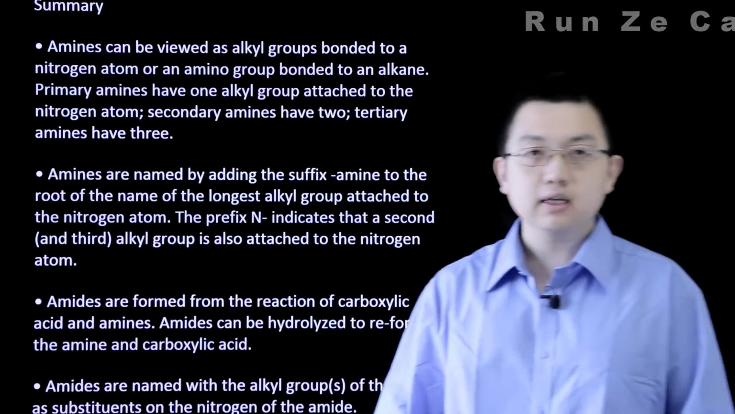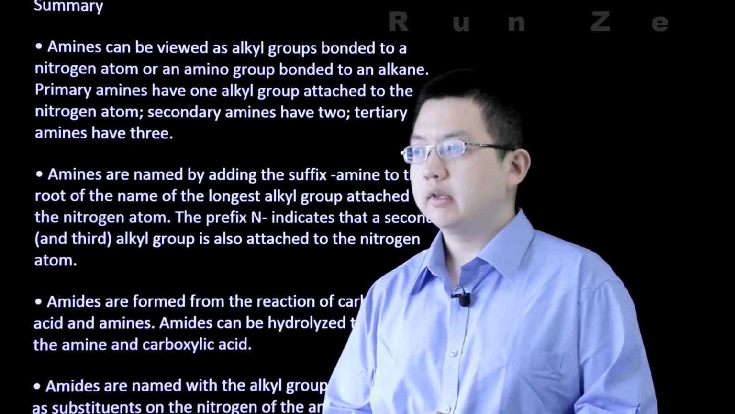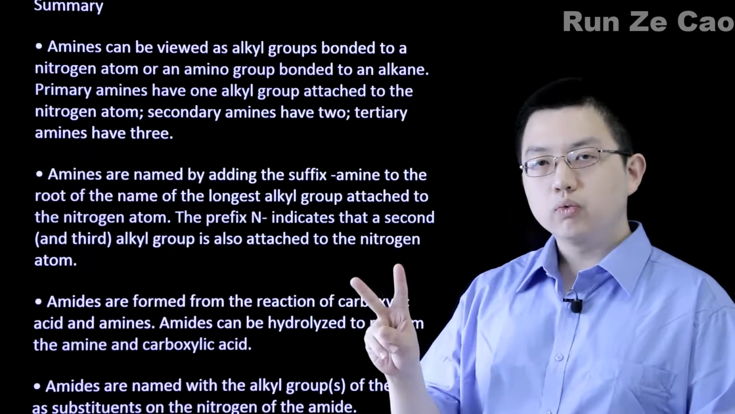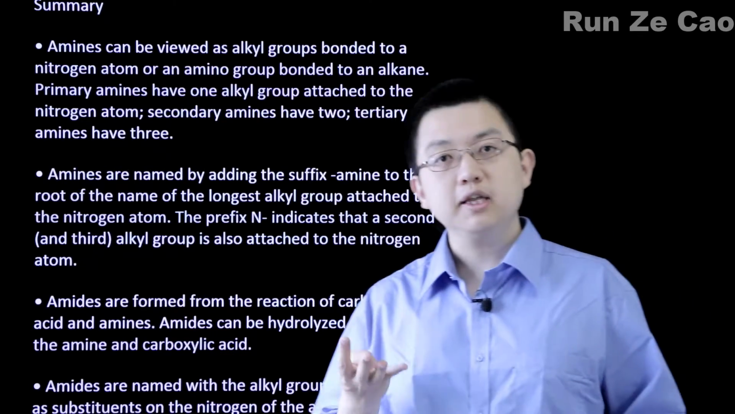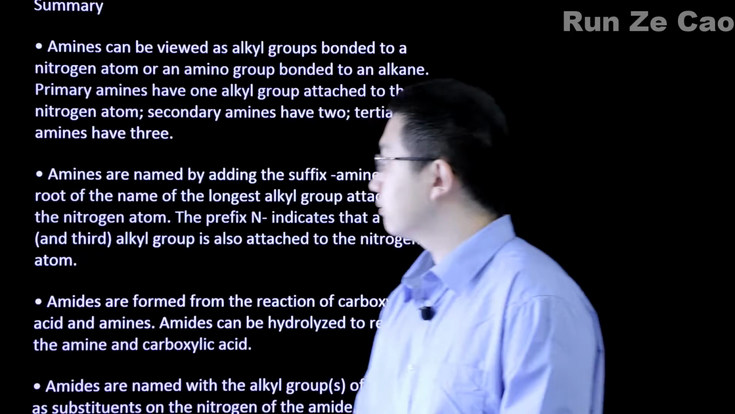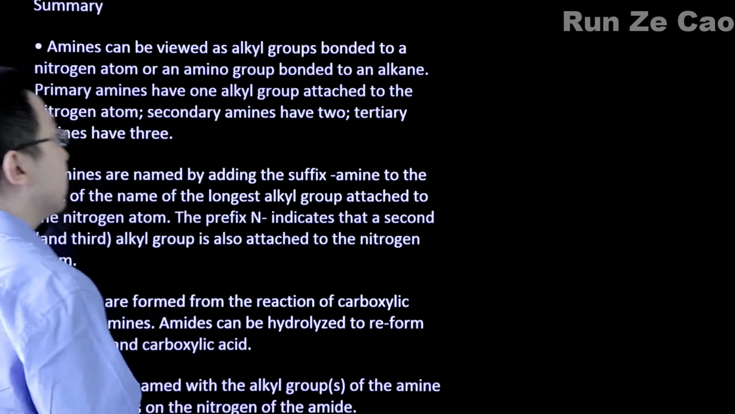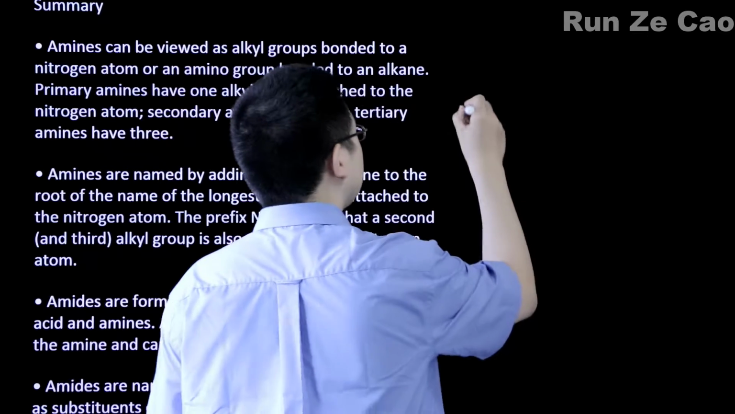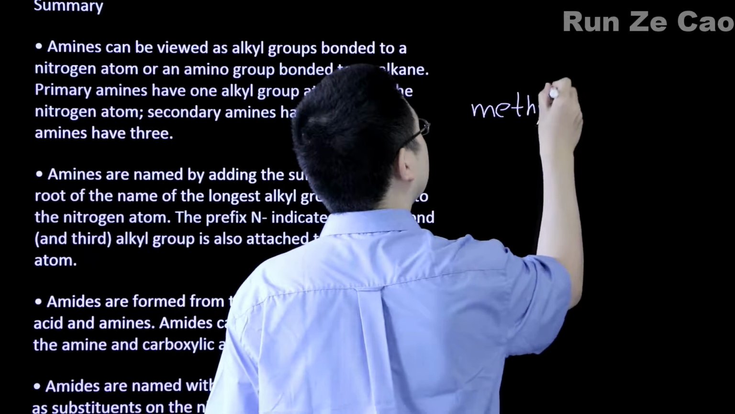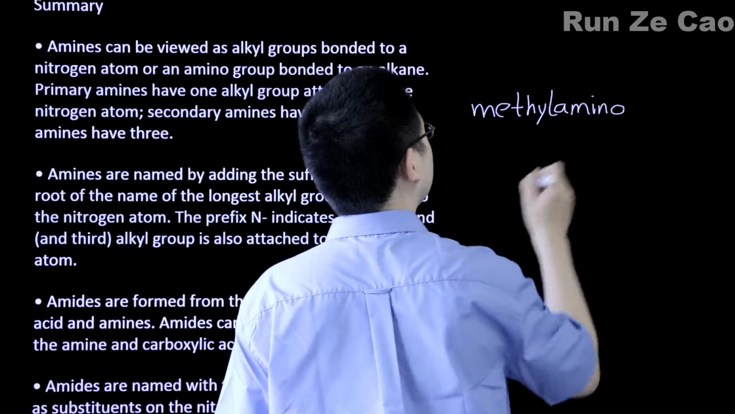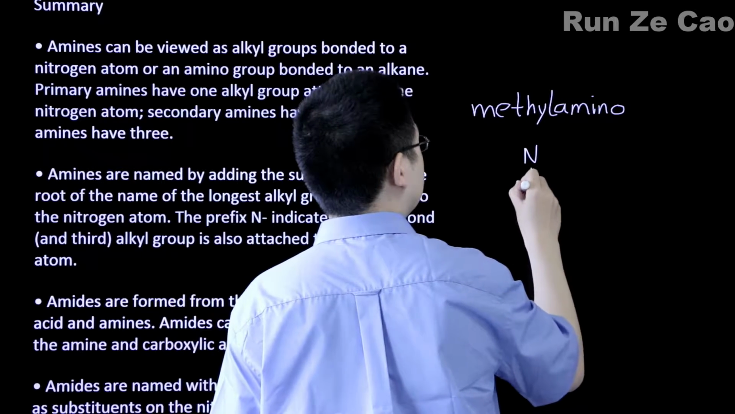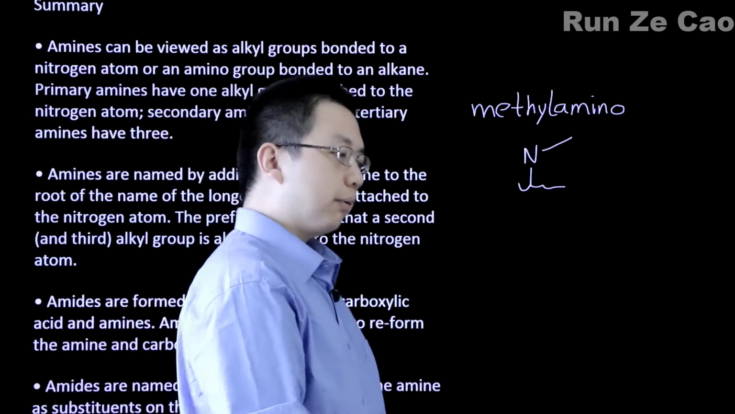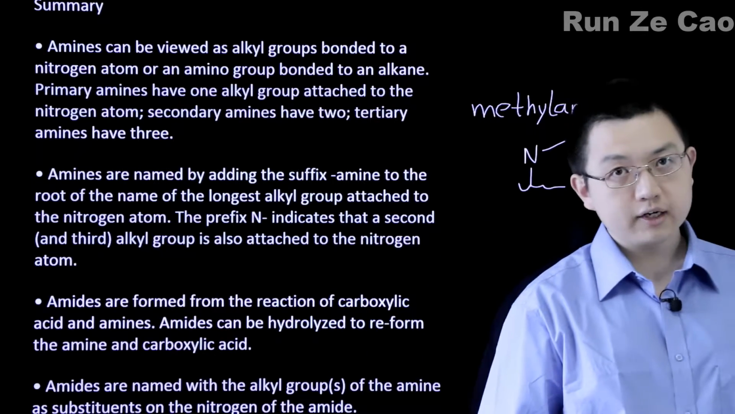In summary, amines can be seen as alkyl groups bonded to a nitrogen atom. Primary amines have one alkyl group attached to the nitrogen. Secondary amines have 2. And tertiary amines have 3. There are no quaternary amines, unlike, say, quaternary carbons, which do exist. Now, we could also see this as an amino group bonded to an alkane. When we name it as a substituent, we get, say, methylamino. So, N, and this is whatever else, N with methyl, or ethylamino, or propylamino, and butylamino, pentylamino, and so on.